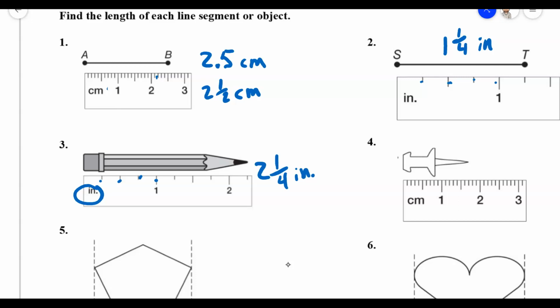Now I have a thumbtack measuring in centimeters again, so it looks like it's broken into tenths. 1, 2, 3, 4, 5, 6, 7, 8, 9, 10. All right, so I go to 1 full centimeter. I don't quite get to 2, so this would be 0.5, 0.6, and to me it looks like it gets right to about 1.7 centimeters. And that would be an accurate measurement of that thumbtack length.